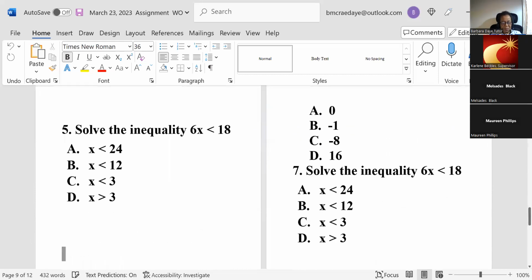Okay, number 5. This one I just want the answer. What's the answer? D. I'm wrong. Don't tell me I'm wrong. What did you say the answer was? Well, I'm sorry, Miss. I'm looking at the wrong place. I'm looking at the right side. I'm sorry. Number 5, what is the answer? My answer for number 5 is D.